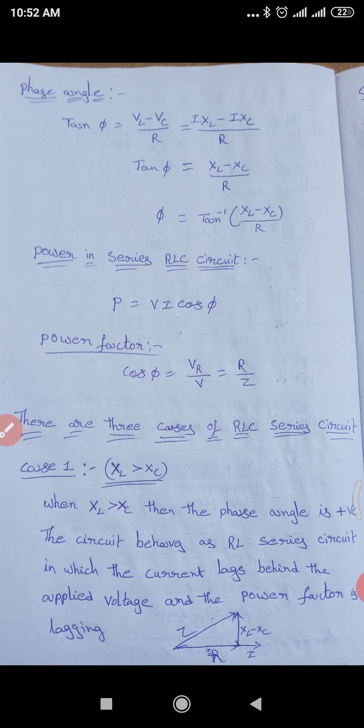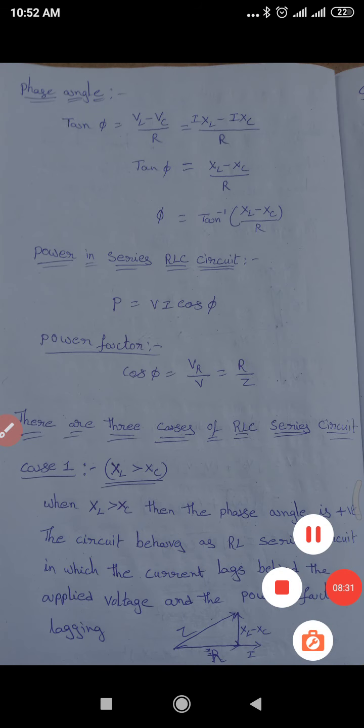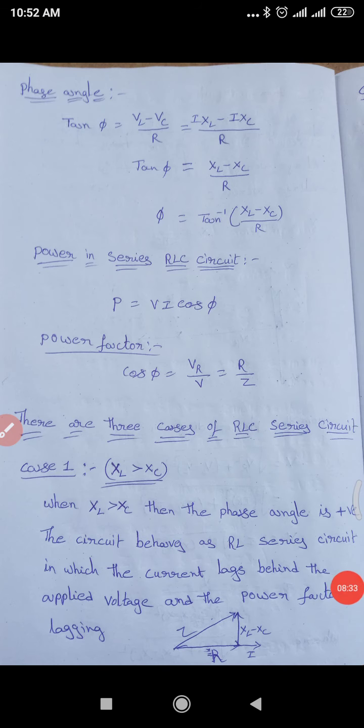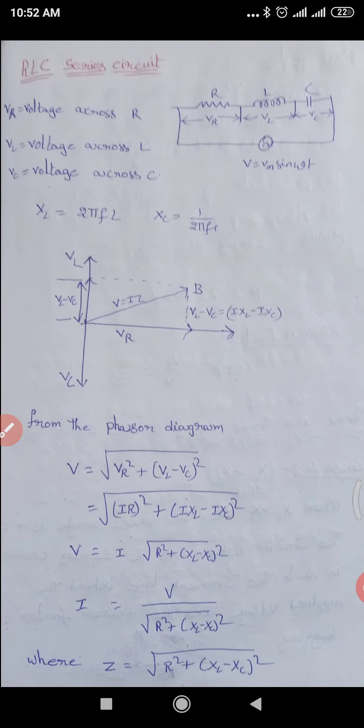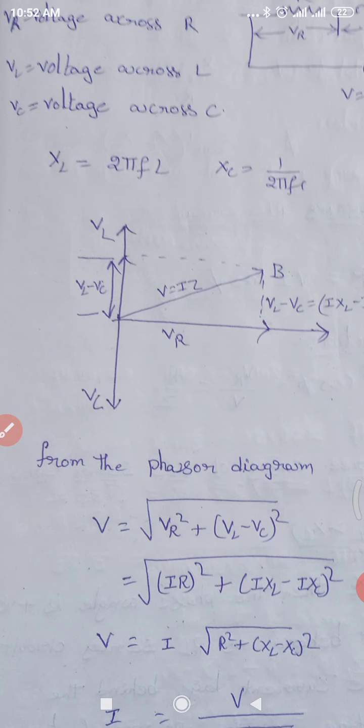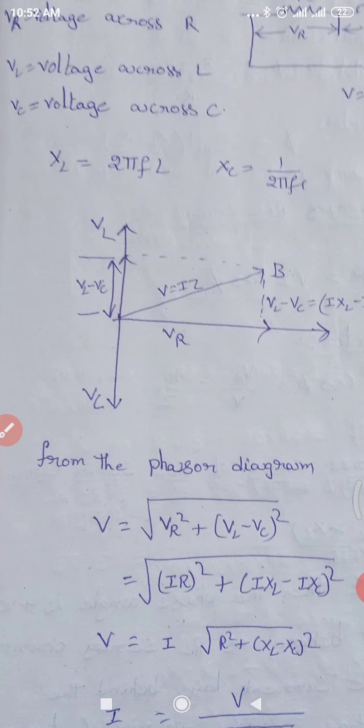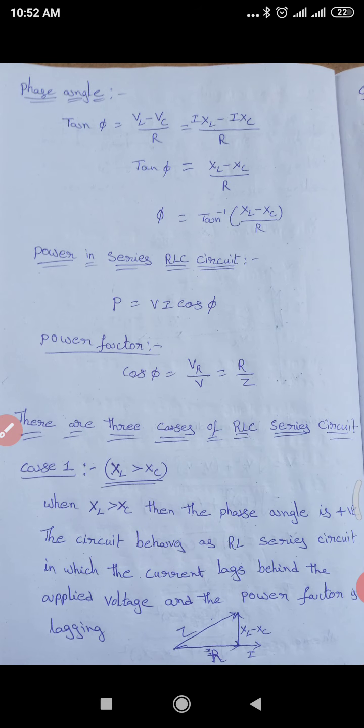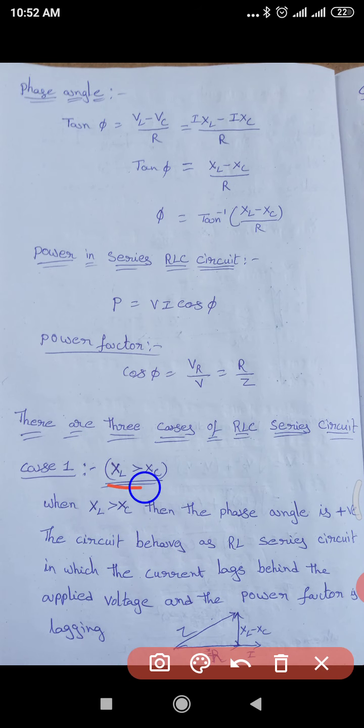Here we have to consider three cases for RLC series circuit analysis. What are those three cases? The first case is VL minus VC: if XL is greater than XC, that means the inductive reactance is greater than the capacitive reactance. What happens if XL is greater than XC?